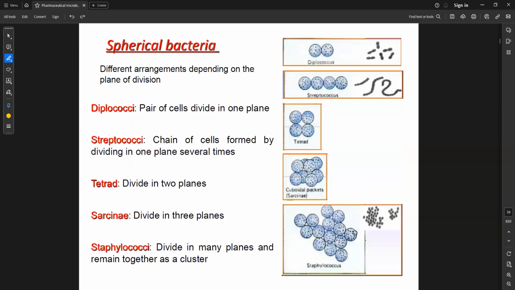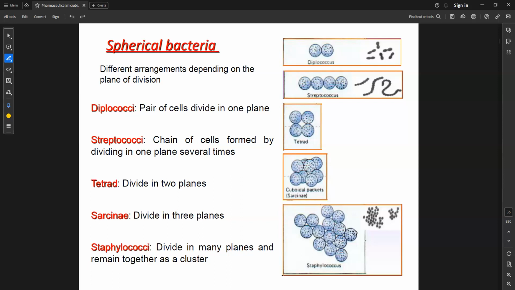We have diplococci, which appear as two, and they divide in one plane. Then we have the streptococci, which form a chain, and they divide in one plane severally. Then we have tetrad, which is like a diplococcus but divides in two planes, so they'll form a cluster of 4. Then we have Sarcinae, which divide in 3 planes, that's the X, Y, and Z axis, so they'll form a cubical kind of shape. Then we have Staphylococci. They divide in multiple planes and remain as a cluster, and the multiple planes are not well defined.